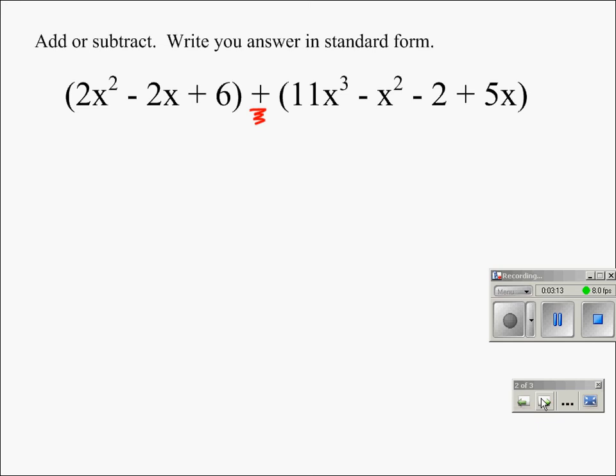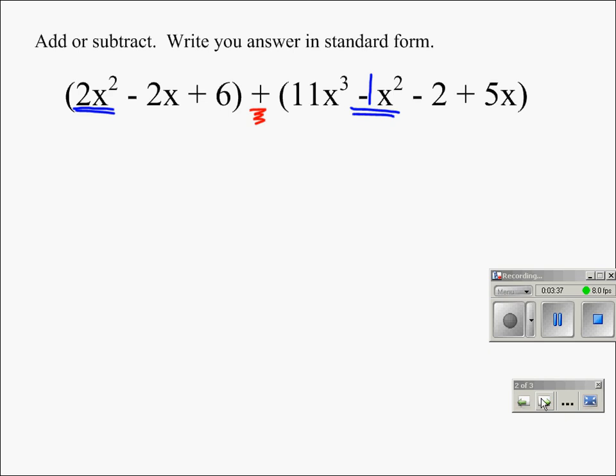Adding, all we do is combine our like terms. So we're looking for things that look alike in the first parenthesis and the second parenthesis. And they look alike by their variable and their degree. The variable and the degree need to match exactly. So if I look at this one, I have 2x squared, and I look over here, I have a negative x squared. Okay, those are like terms. I'm going to combine them. I'm going to throw a 1 in front of here just because I know it's there.